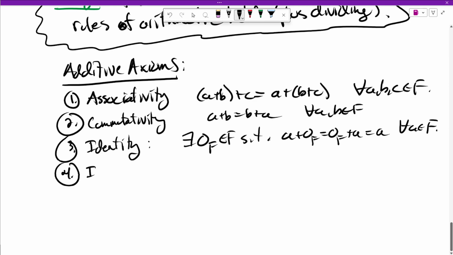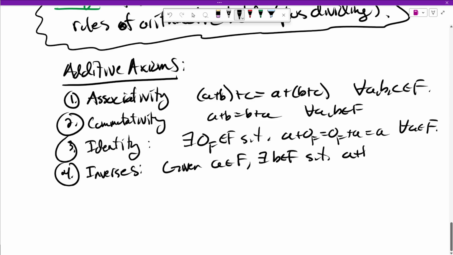These are additive inverses. So given A in F, there exists B in F such that A plus B is 0. You might ask, well, why don't you just subtract A? Well, we don't have a subtraction. We just have addition and multiplication. So how can you describe an additive inverse? Well, it's the thing you have to add to your A to get 0.